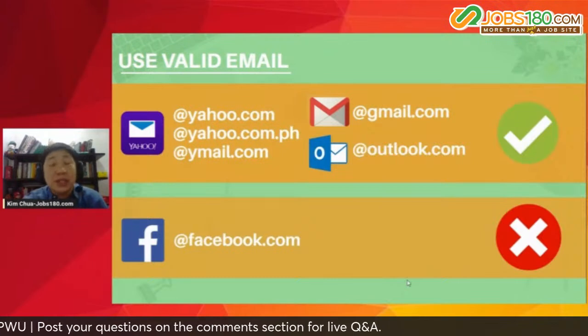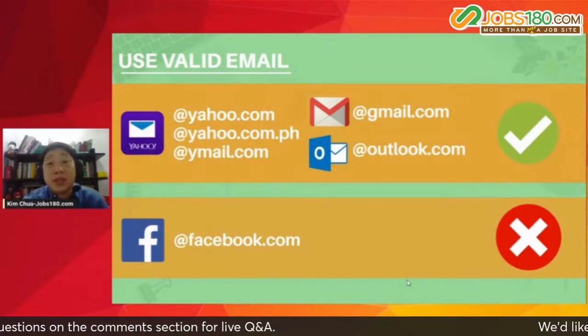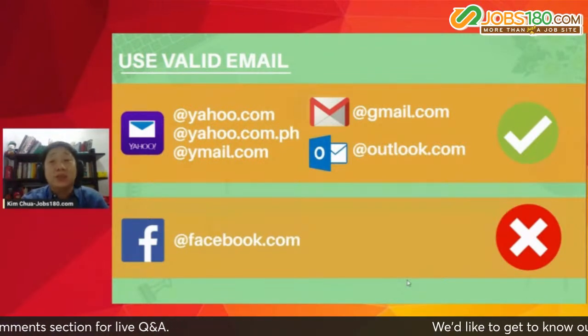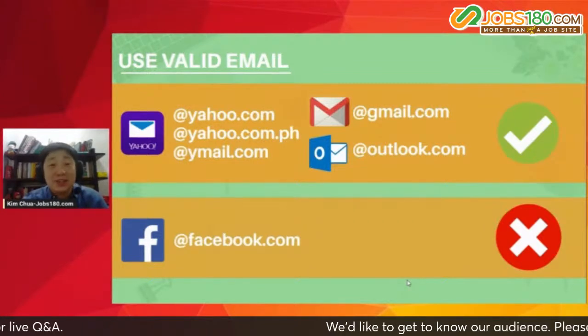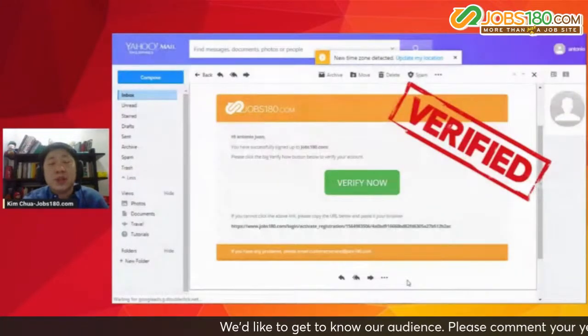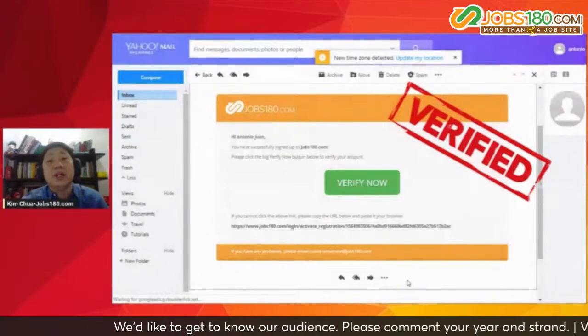Because if you use @facebook.com, you will no longer be able to receive notifications being sent to you by the companies as well as jobs180.com. Okay? So use something that you can open. Why is it important for you to open your email? Because you have to verify your account.